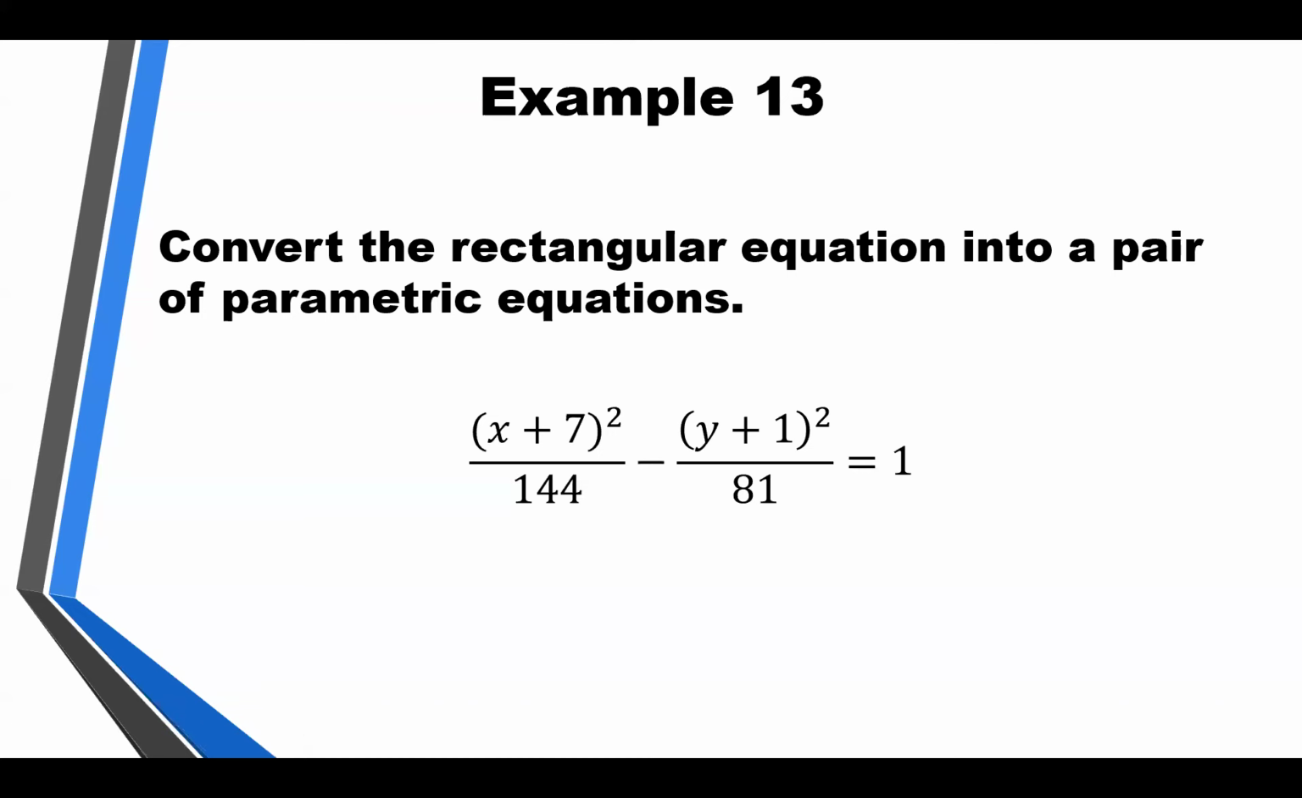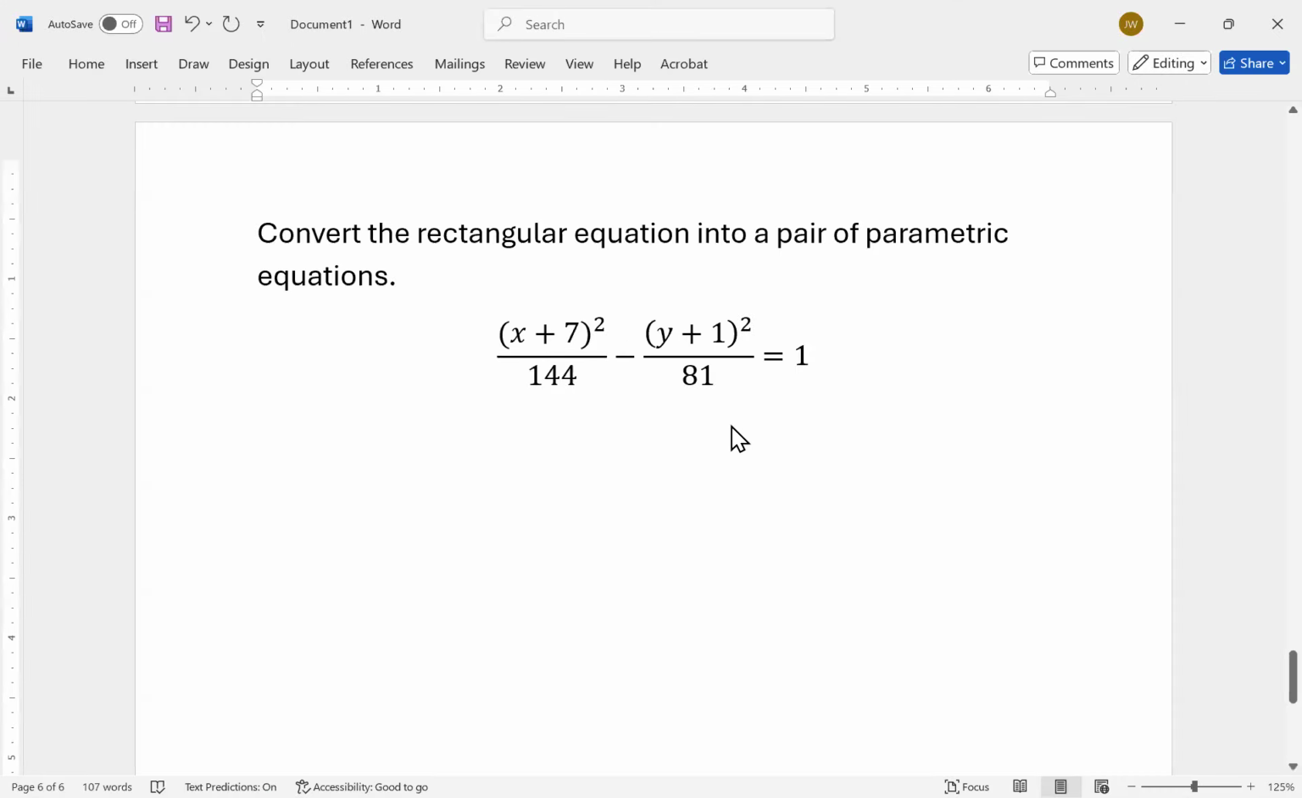Let's do one more example with this hyperbola. So we have a rectangular equation, which we know is a hyperbola because we've seen conic sections before. And this hyperbola, we want to turn into a pair of parametric equations. Obviously, if you want to try this on your own, push pause in the video. I will do this in a couple of seconds.